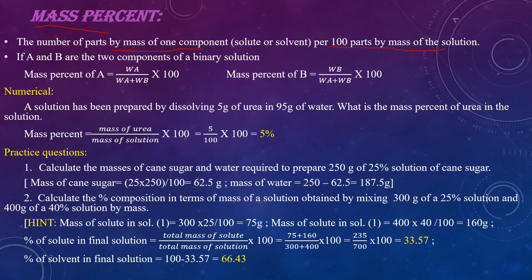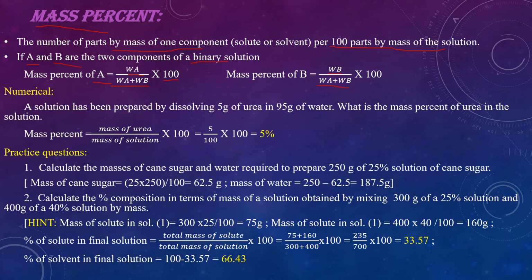Now suppose we have a binary solution, meaning only two components are present, A and B. So what will be the formula for mass percent of A? Mass of A, WA, upon total mass, that is WA plus WB, into 100. That will give you the mass percent of A. Now the mass percent of B you can find out by deducting the mass percent of A from 100, or in the same way, mass of B divided by total mass of the solution into 100.